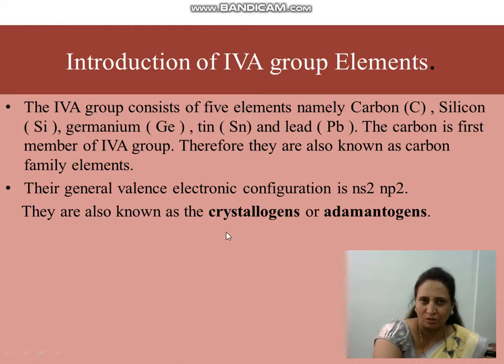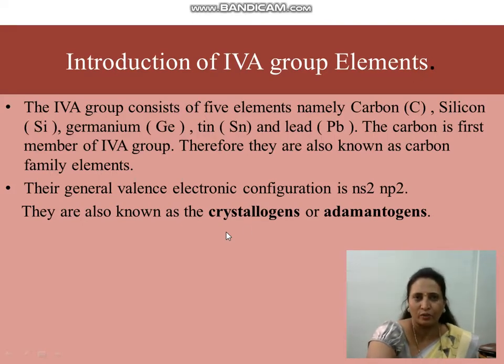Now this fourth A group consists of a total of 5 elements, starting from carbon, silicon, germanium, tin and lead. Carbon is the first member of this family, and therefore this group is also known as the carbon family. The general electronic configuration of fourth A group elements is Ns2Np2, that is, a total of 4 electrons are present in the valence shell. They are also known as crystallogens.